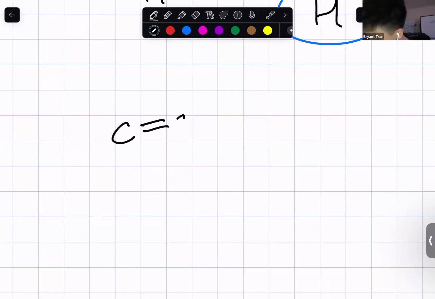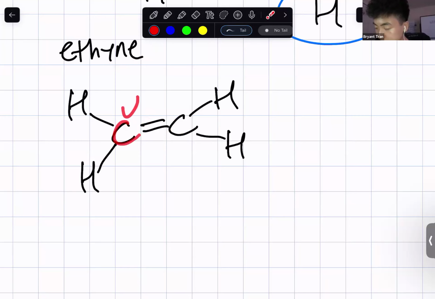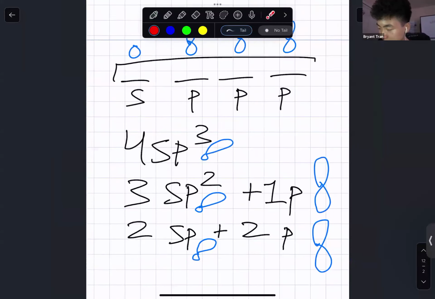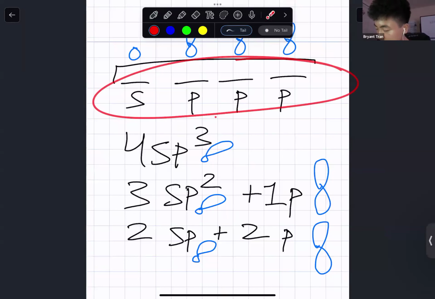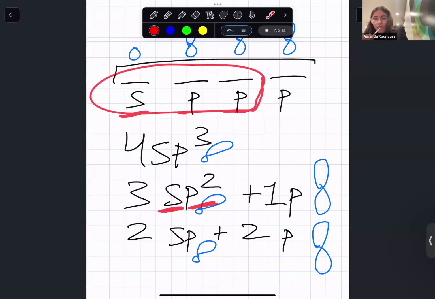So let's say we have this structure right here, which is called ethyne. Eth meaning there's two carbons, yne meaning there's a triple bond, alkyne. Because this carbon here has three bonding groups, 1, 2, 3, that carbon is going to be sp2 hybridized, right? And when an atom is sp2 hybridized, remember how when we talked about combining these atomic orbitals together, to get sp2, we're combining one s orbital with two p orbitals. So this is one s, two, three. That's why we're combining those three right there.